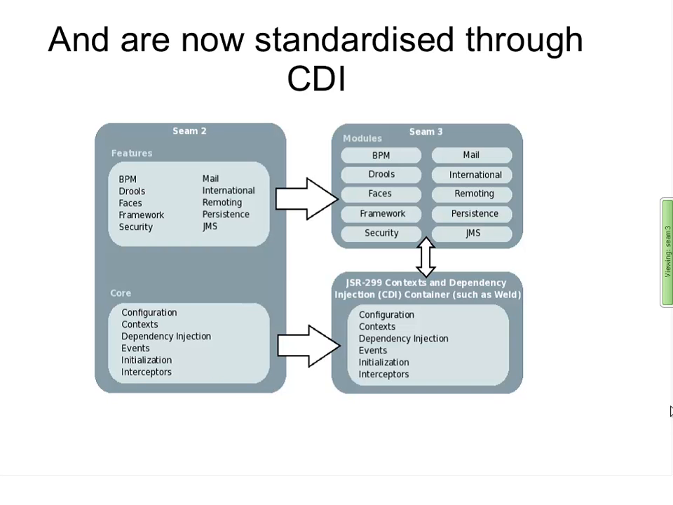This diagram is quite interesting because it shows us how SEAM has evolved between version 2 and version 3. In version 2 of SEAM, we had essentially a monolithic stack that provided all of the core and feature parts of the framework in a single jar file. Now that we have Java EE6 and CDI, the core part of the framework is standardized as part of the container. What that leaves us with in SEAM 3 is a number of modular features which a developer can simply drop into their application.